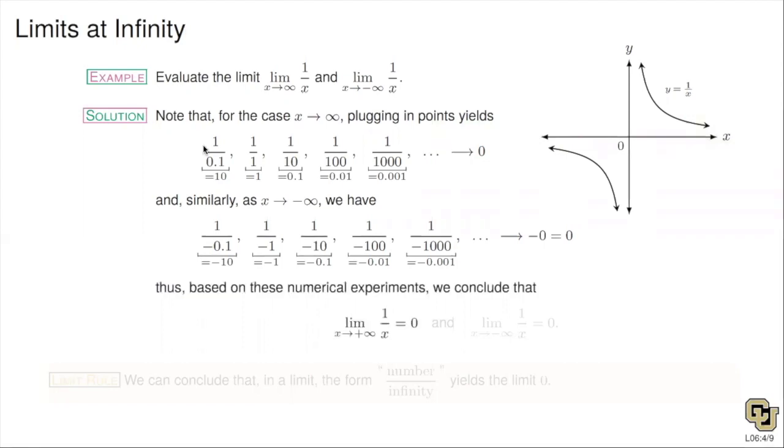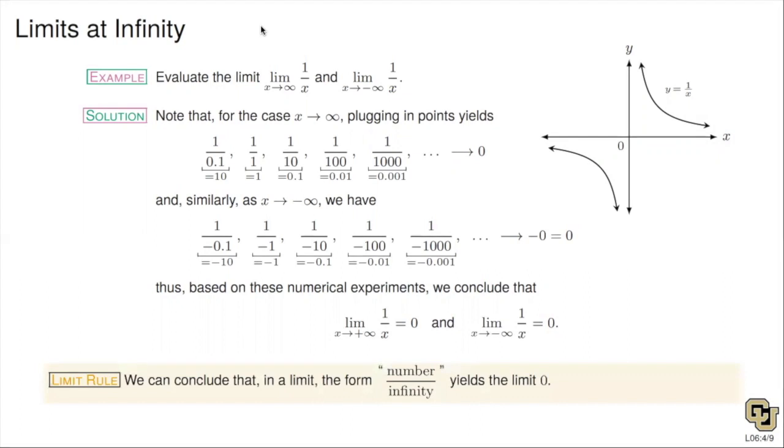So we conclude the limit of 1 over x as x goes to plus infinity is 0, and the limit of 1 over x as x goes to negative infinity is 0, and I'll stop right here. This is a new limit rule that I'm going to pick up next time. Basically, in a limit, if you get the form number over infinity, that limit is going to be 0. Okay, so I will pick it up here next time. We will talk about limits at infinity and do a bunch of examples and finish up section 1.6.